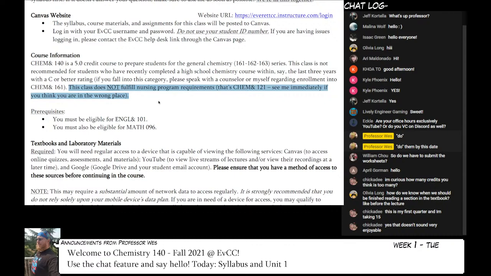Chem 140 is for engineers, biologists, chemists, pre-med, stuff like that. So if you're trying to get into majors, chem or bio, Chem 140 is where you want to be.